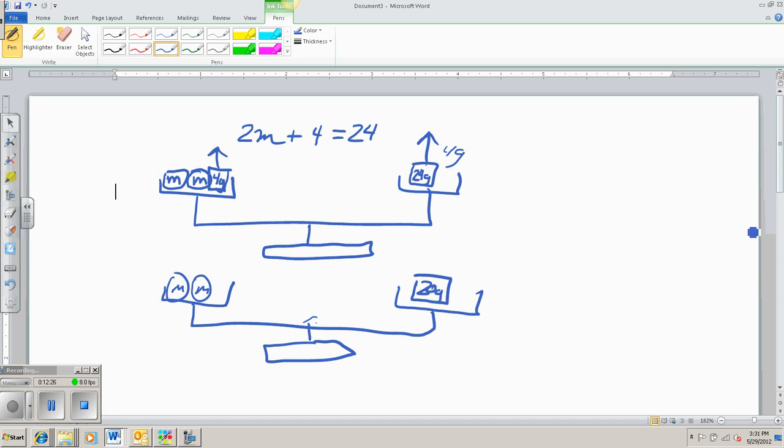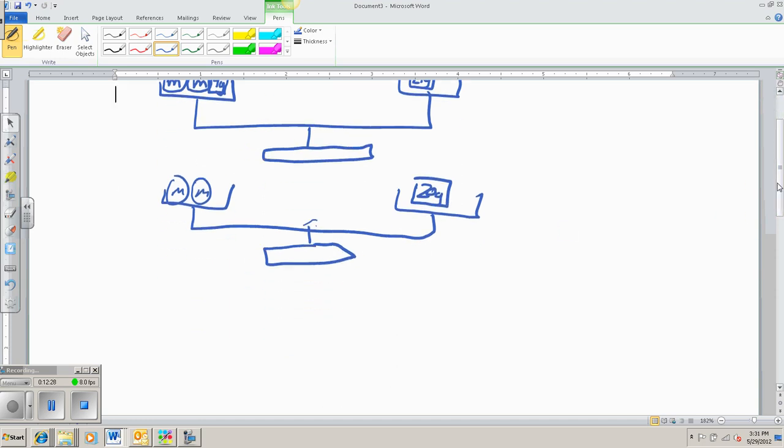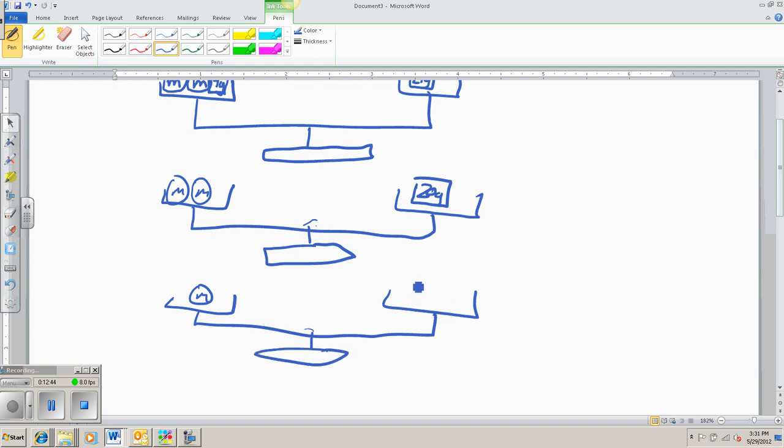20 grams. And now we can visualize we don't have 20 blocks, but we can say, all right, if 2 of these is worth 20, 1 of them must be worth 10. Dividing by 2. So we're going to end up with m is equal to, oh, my balance gets worse and worse every single time, 10 grams.